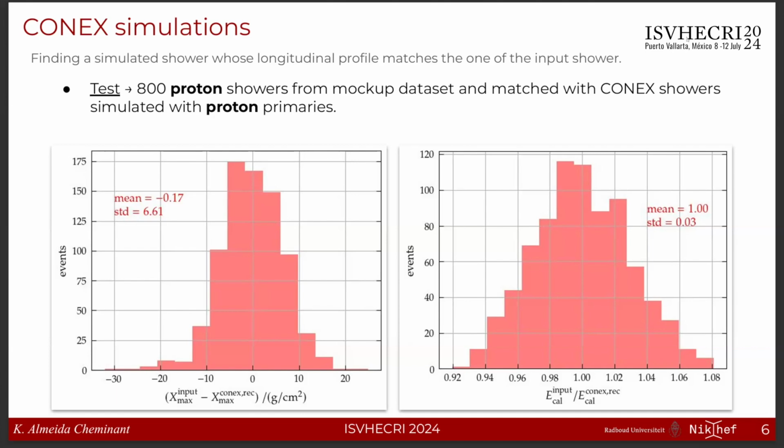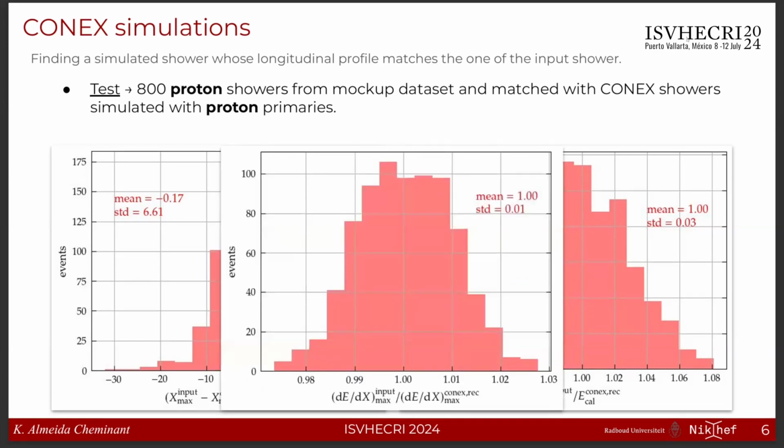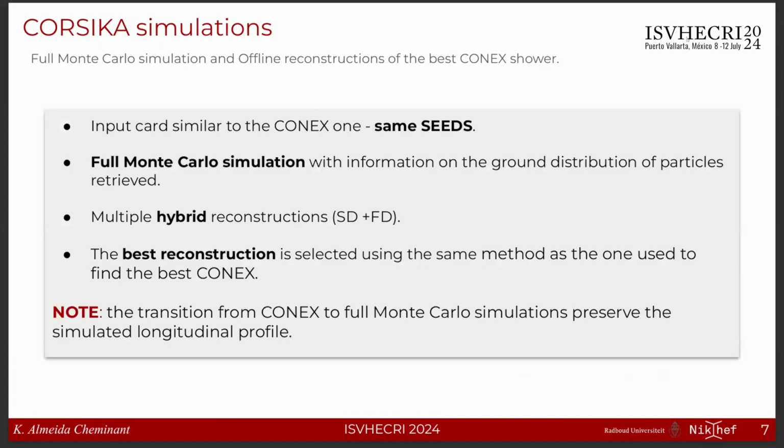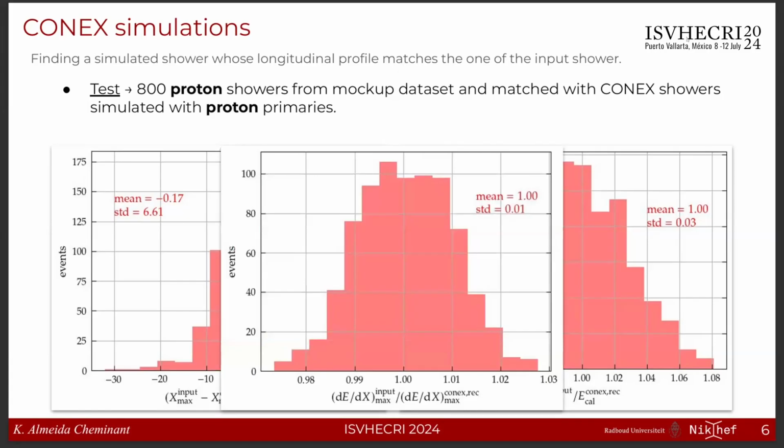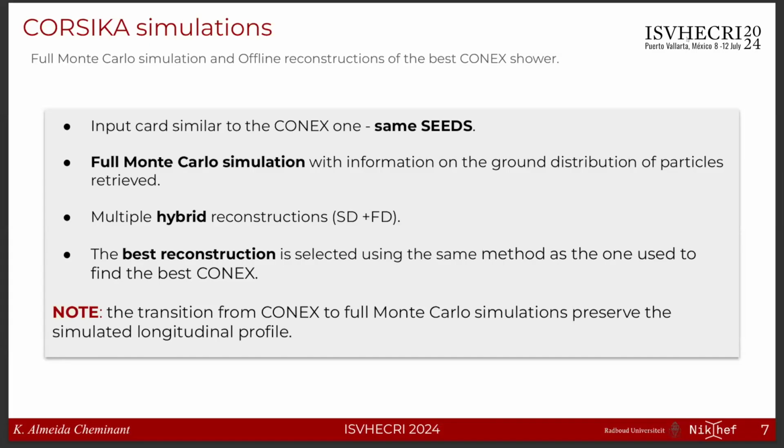Likewise, if you look at the ratio of calorimetric energy, you have also quite a good reconstruction within 3%. And if you look also at the ratio of deposited energy, it's even better, it's within 1%. So this CONEX selection is actually working quite well.